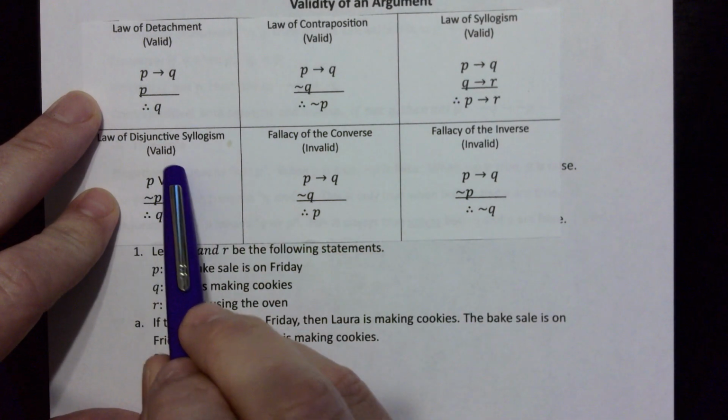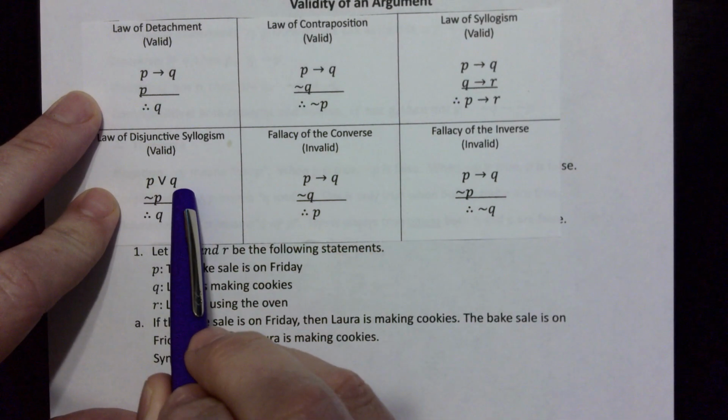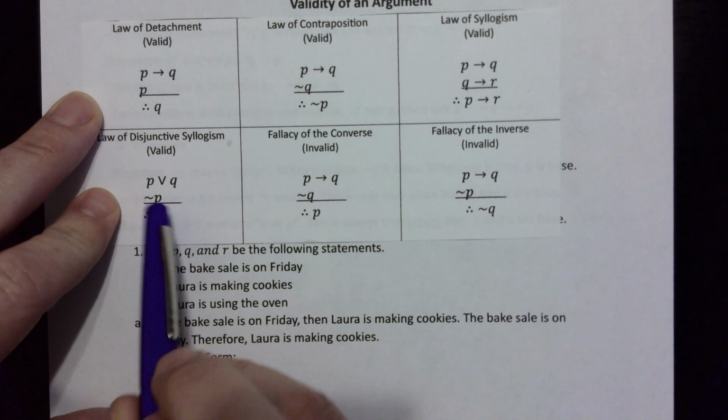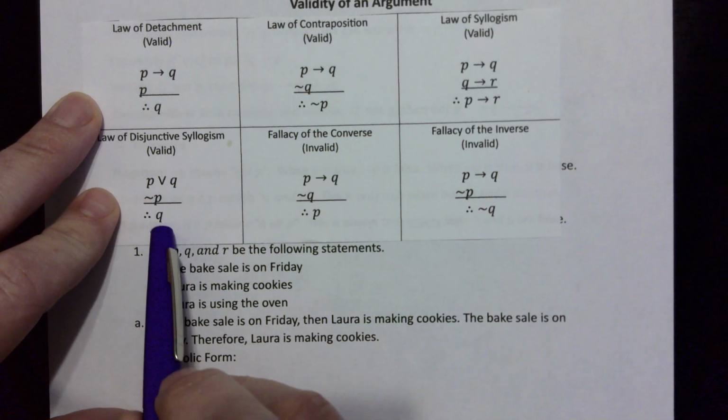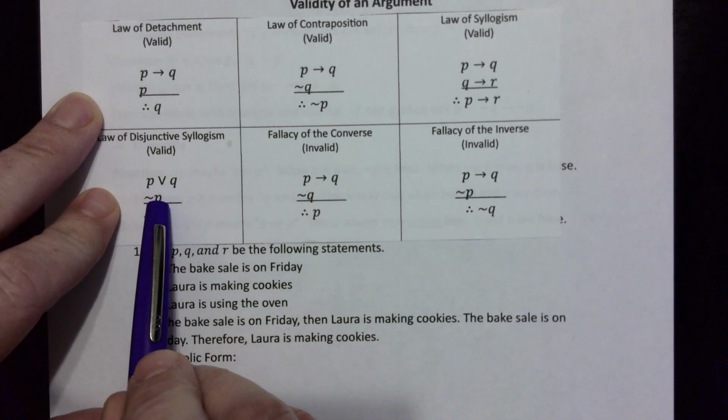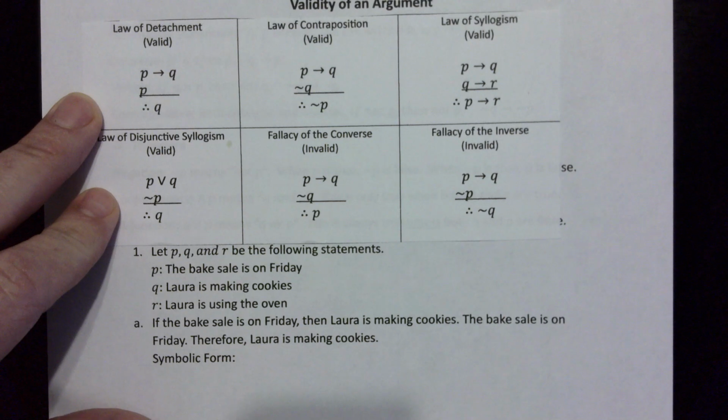The law of disjunctive syllogism is also valid. This is the or. If P or Q is true, and you're given that P is not true, then Q must be true. So this is saying one or the other has to be true. If you're given that P is not the one that's true, then Q has to be true.